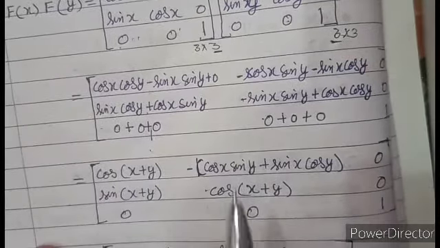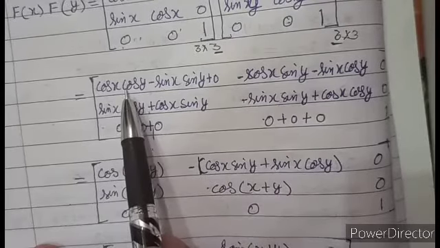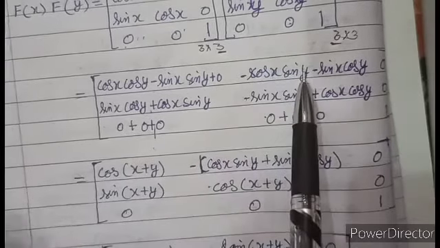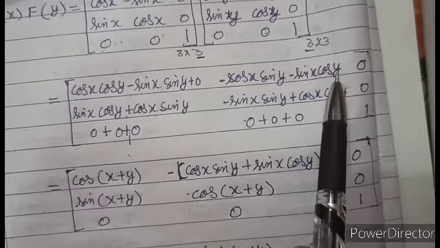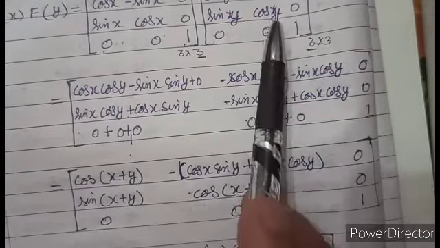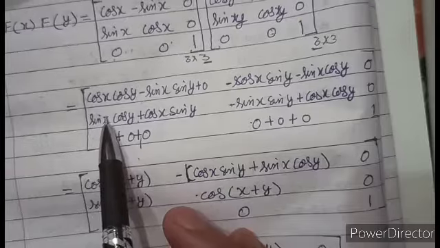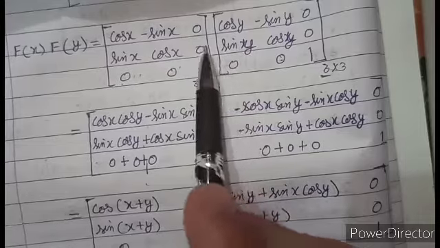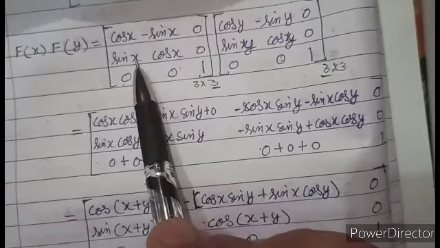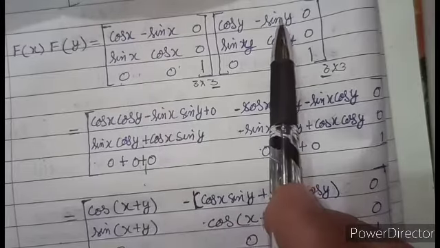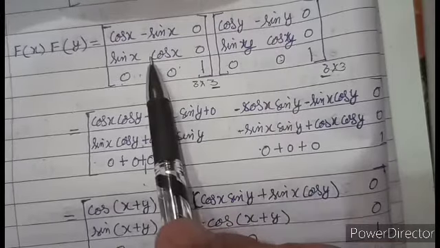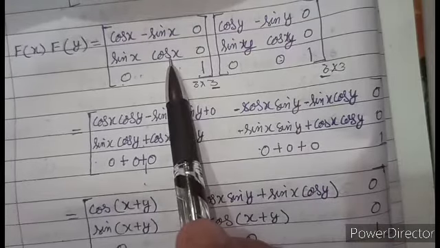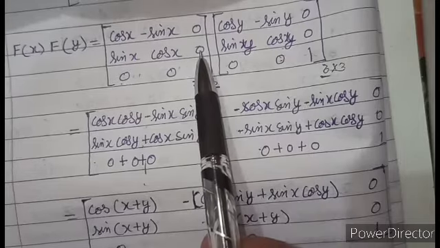Now this is giving us the result as cos x cos y minus sin x sin y plus 0. Here minus cos x sin y plus sin x cos y, and the last term we are getting as 0. Now similarly on multiplying the second row by the first column we will get sin x cos y plus cos x sin y, and 0 plus 0 will be 0. Now the second element of the second row: we will multiply sin x, cos x with minus sin y, cos y, that will give us minus sin x sin y plus cos x cos y, and 0 into 0 will be 0.